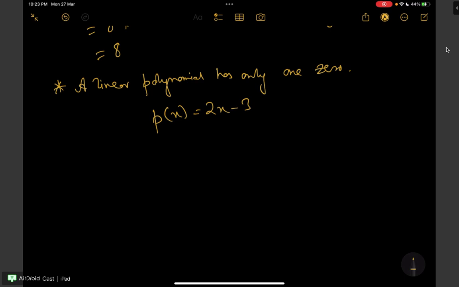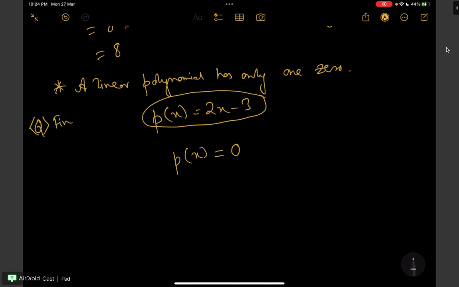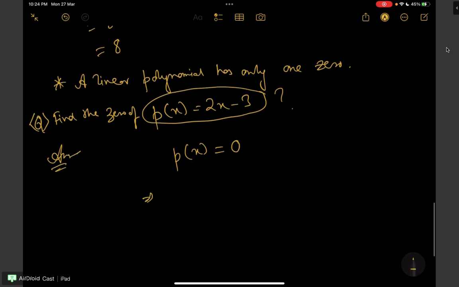The shortcut trick is that whatever polynomial is there, you equate it to 0. So it is given p(x) = 2x − 3. So if the question comes like this, find the 0 of p(x) = 2x − 3. So what we will do, this is the answer, p(x) = 0. Now in place of p(x), what we will write? We will write 2x − 3 = 0.